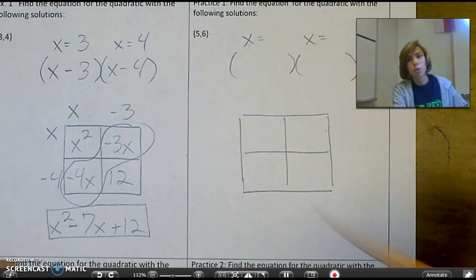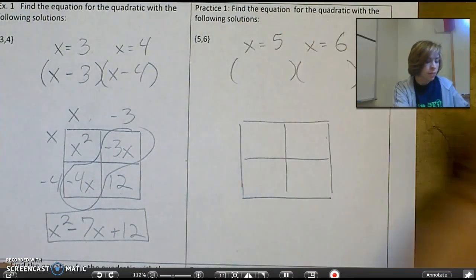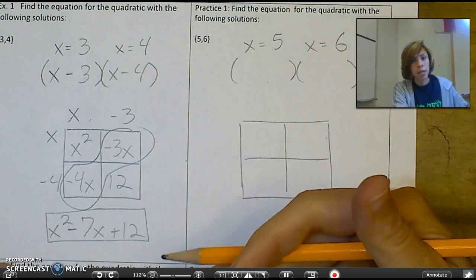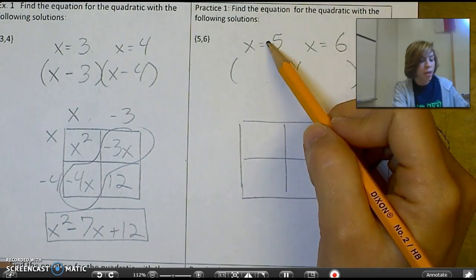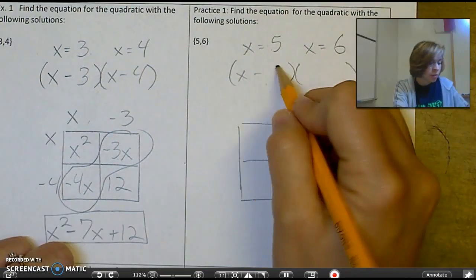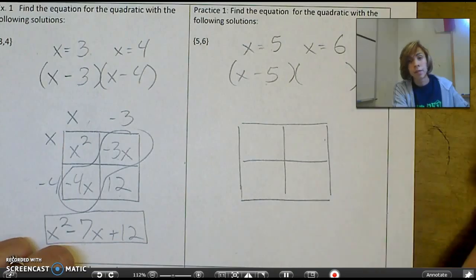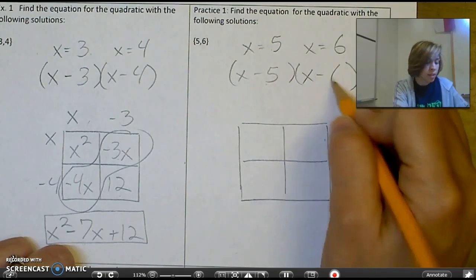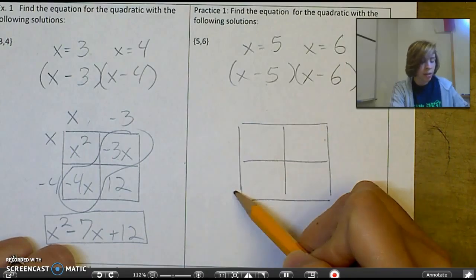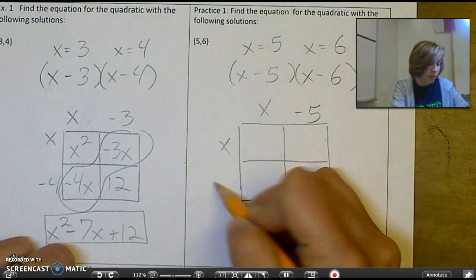Okay, so if you did this, you would have put 5 and 6 here. When I put in parentheses, it's going to be the opposite sign. So negative 5 means that it's going to be minus 5, so I'm going to put x minus 5. Positive 6 means the opposite is negative 6, so I'm going to put in here x minus 6. Then I'm going to put these in their appropriate places on either side of the box so that I can use my box method to multiply them together.